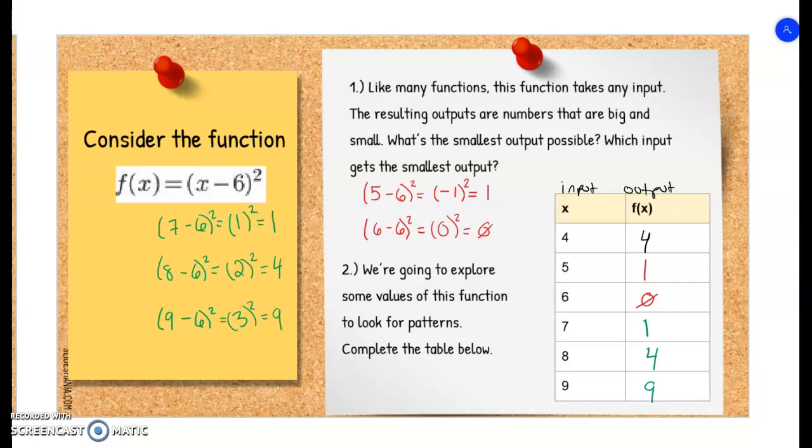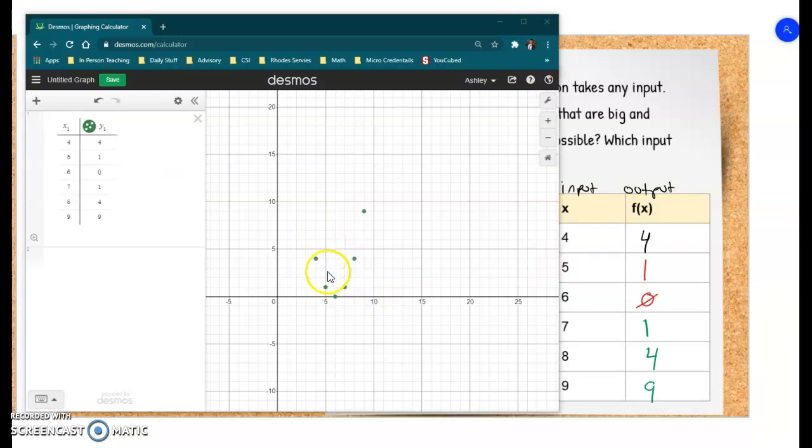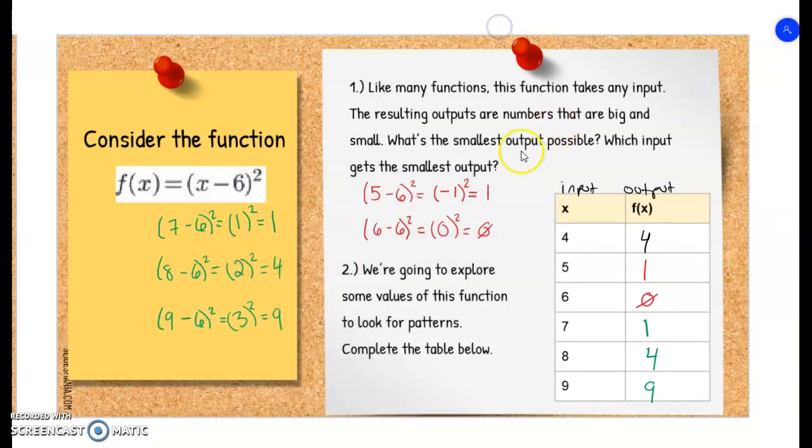If I actually graphed this, when I graph all the points, I can see that there is a parabola forming. The question is asking, what is the smallest output possible? I can see on my table that the smallest output I can have is 0 with an input of 6. So which input gets us the smallest output? The input that gives us the smallest output is 6, and the smallest output is 0.